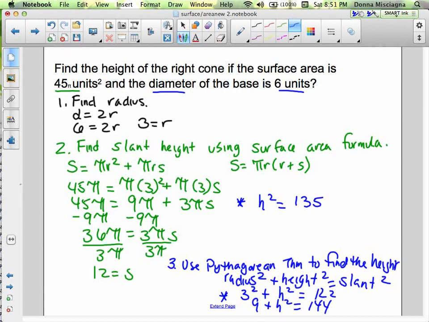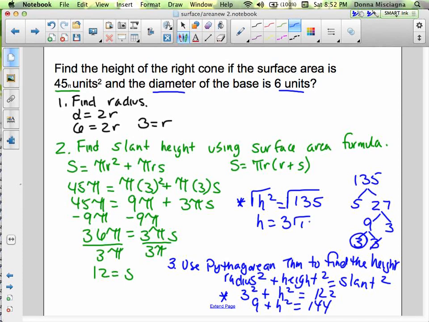Right, and now we need to take the square root of both sides. Let's see if we can simplify 135. It's divisible by 5. That would go in 2 times, and then 27. You can simplify the 27. That would be 9 and 3, and 3 and 3. So one 3 comes out, one 3 goes away. The 15 stays under the radical. So our height is going to be 3 square roots of 15, because that other 3 did not have a buddy, and the 5 does not have a buddy.